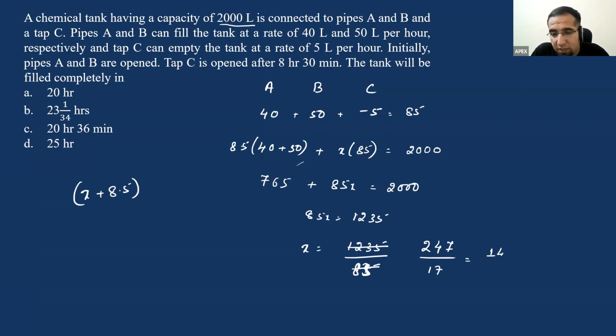17 4s are 68. Clear? And we have a 90. And then I go with 17 5s are 85, we have a 50. So approximately 14.53 is the value of 247 by 17. And our answer is 14.53 plus 8.5. Now 14 plus 8 is 22, and this is slightly more than 23. And the best part is options are making your job easy. There's only one option which is slightly more than 23, and therefore this is going to be your answer.